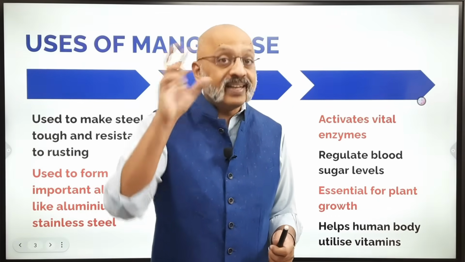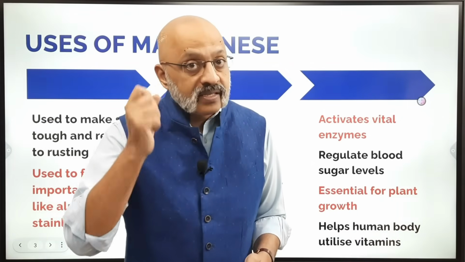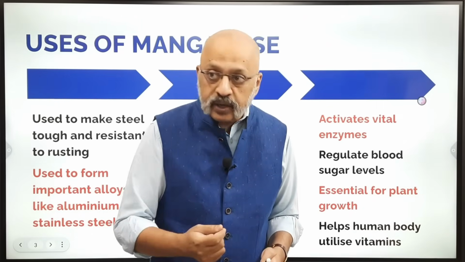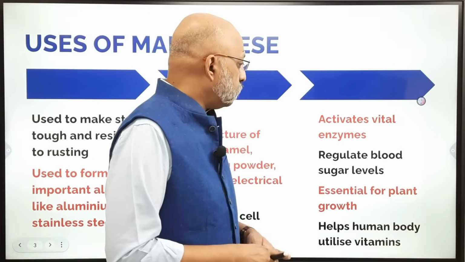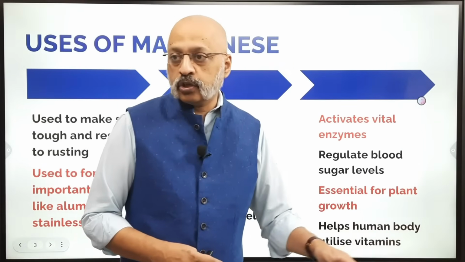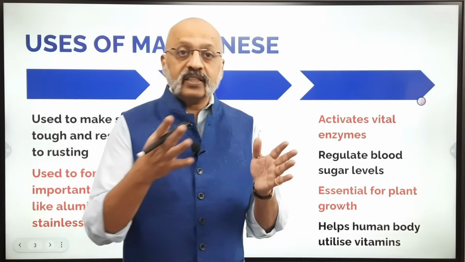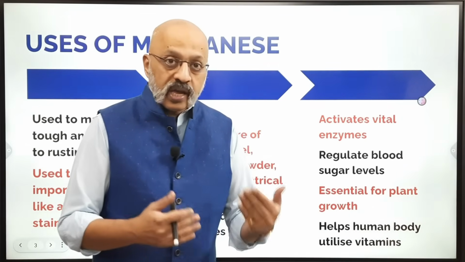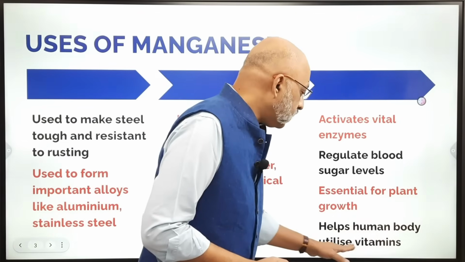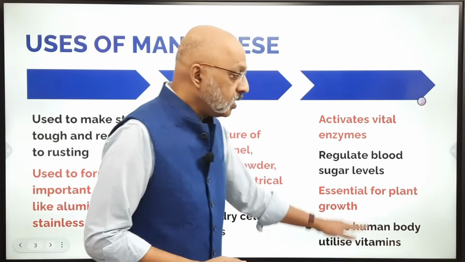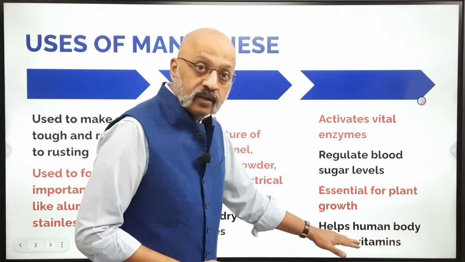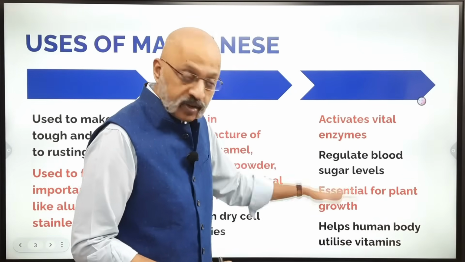So from a very medical point of view also, manganese is an important element that you need to know about. It is useful in bone development and also in reproduction. It regulates blood sugar levels, as I said. It is also essential for plant growth and reduction of nitrates in green plants and algae. So even for botanical purposes, it's pretty useful, and it helps human body utilize vitamins. Okay, so these are the usefulness of manganese as far as plant life and animal life, human life is concerned.